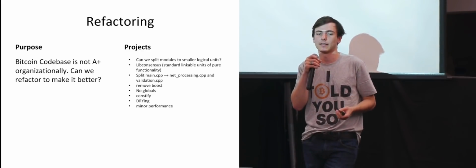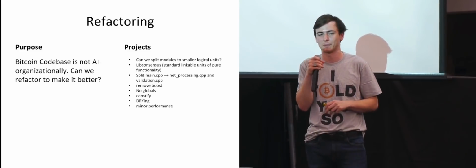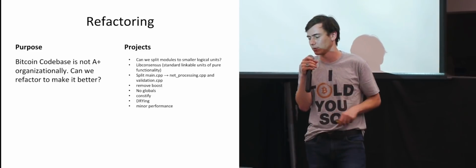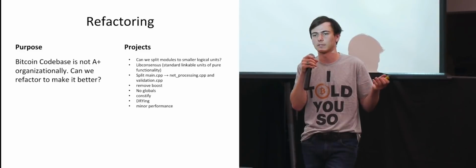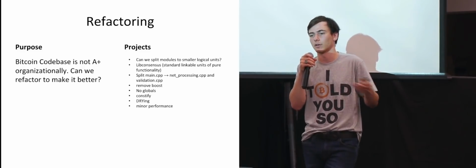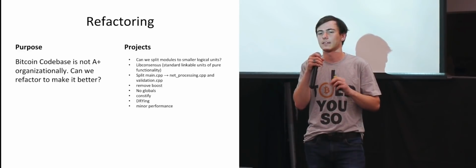Getting rid of libraries that are not part of the C++ standard is also a priority. So people want to get rid of something called Boost. If you're a C++ dev, you both love and hate Boost. You also want to get rid of globals, because global variables make it harder to analyze your code, harder to test. Making everything as explicit as possible.